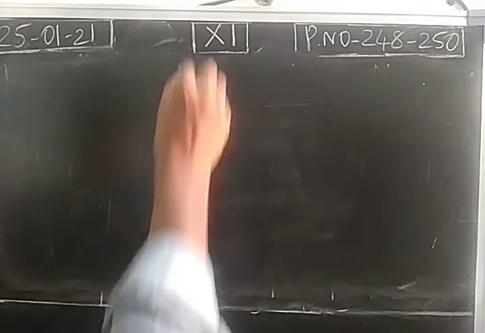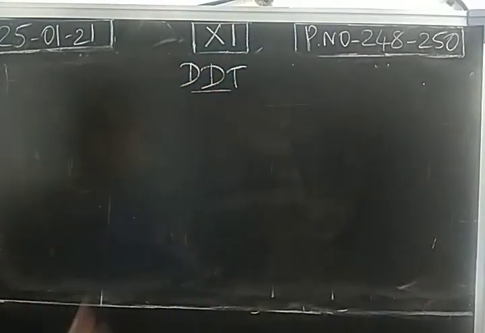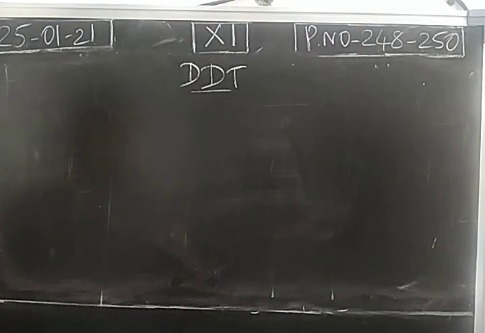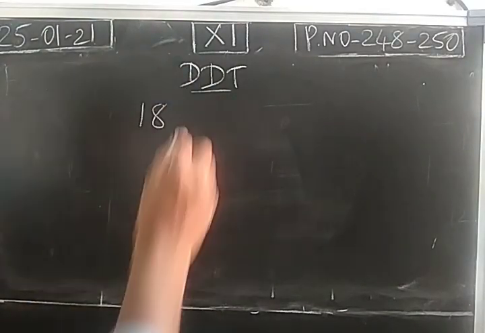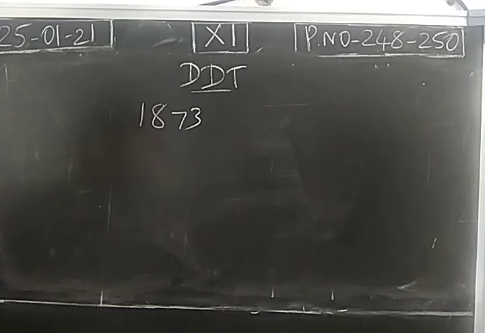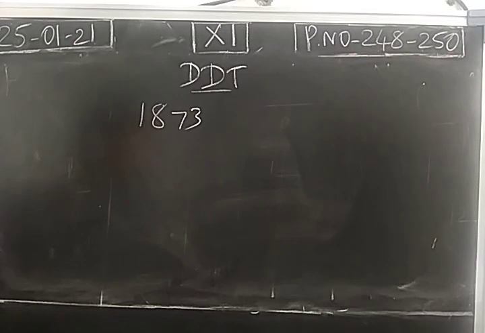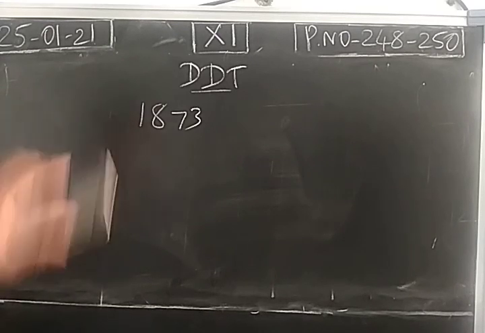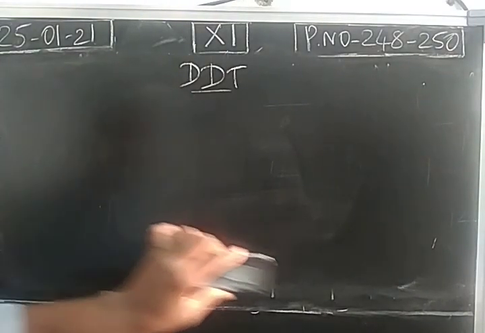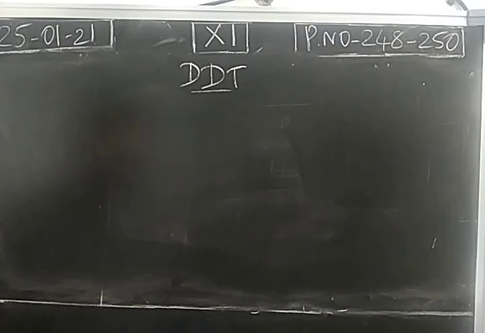The last compound in the lesson is DDT. It is an important insecticide and pesticide. The organic pesticide DDT was prepared in the year 1873, and its effectiveness was studied and reported by the scientist Paul Müller in the year 1939. For his research he was awarded the Nobel Prize in the year 1948, in the field of medicine as well as physiology.